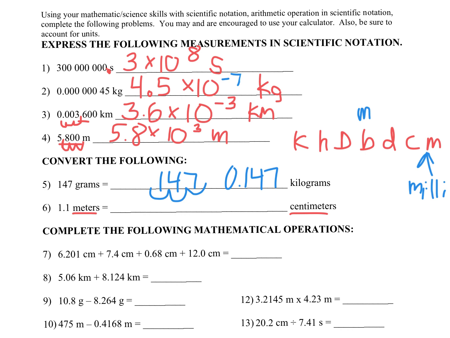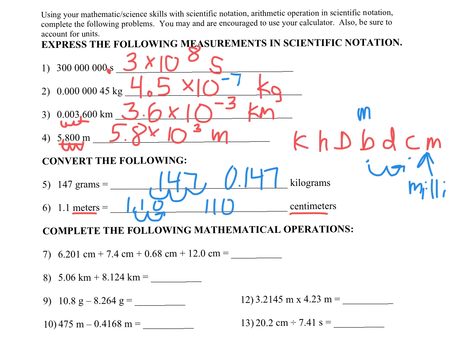But I'm going to go from meters to centimeters. So I'm going to go 1, 2 places to the right. So if I start with 1.1, I'm going to go 1, 2 places to the right, which means I'm going to make this 110 centimeters.